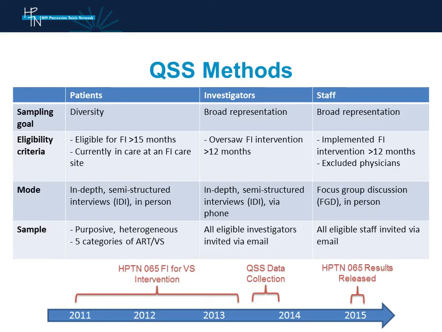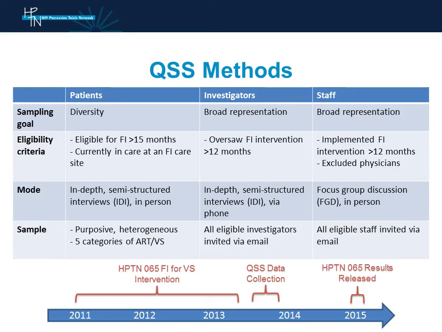Likewise, for staff, our goal was to have a broad sample, so we also emailed all staff who had been involved in implementation of the FI intervention for at least 12 months. Staff members had roles such as research coordinators, nurses, nurse practitioners, and physician assistants, but we intentionally excluded physicians, and this is because we conducted focus groups with staff, and we were worried that physicians might disrupt the dynamic of the group. And the focus groups were conducted in person by qualitatively trained moderators who were external to the study team.